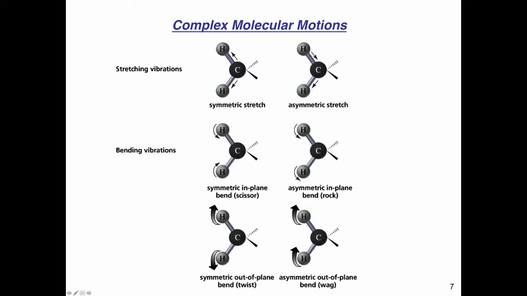Or if you look at the image on the right-hand side, this is an asymmetrical stretch where one of them is lengthening as the other one is shortening, and vice versa, back and forth and back and forth. So this is an asymmetrical stretch. These two stretches require slightly different frequencies for the absorption of light to cause it to happen, and therefore it can show up as multiple absorption bands. We'll see this specifically for NH2s a little bit later on.